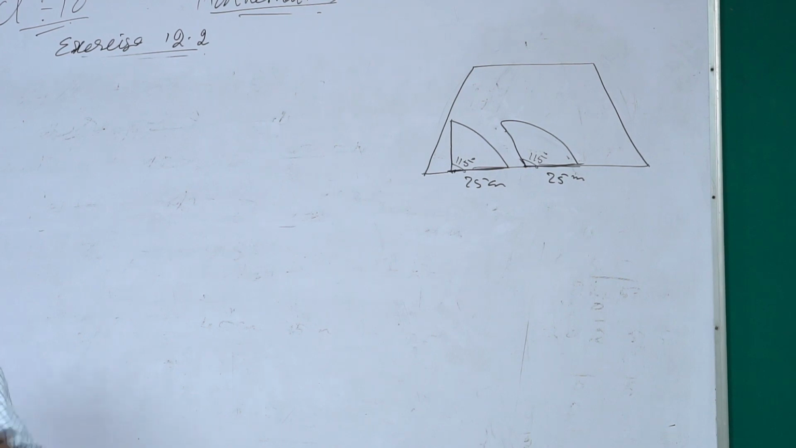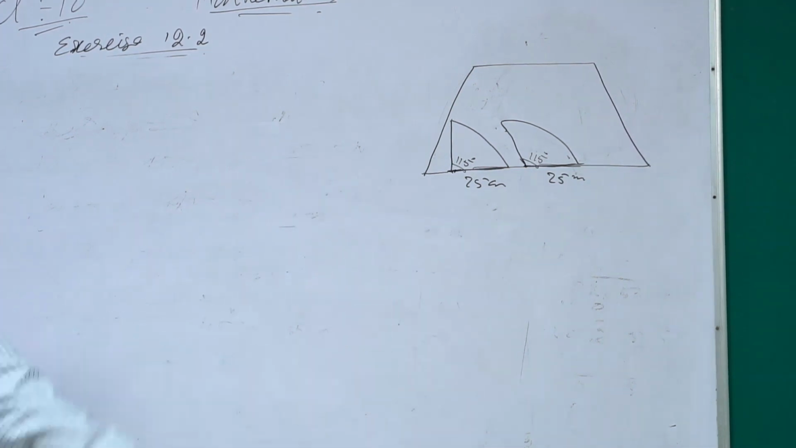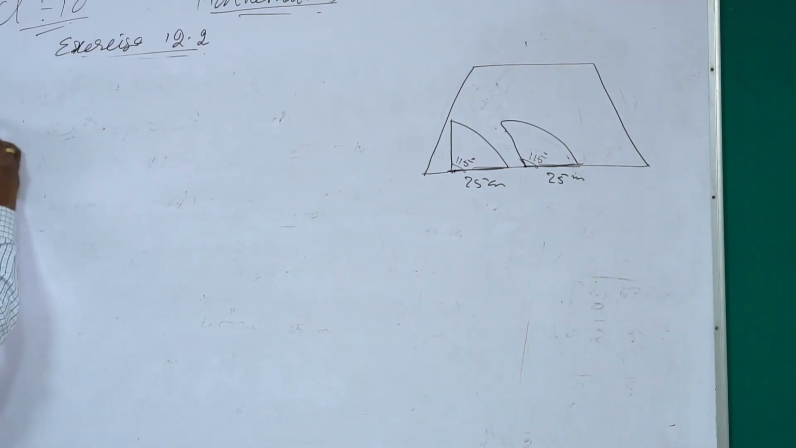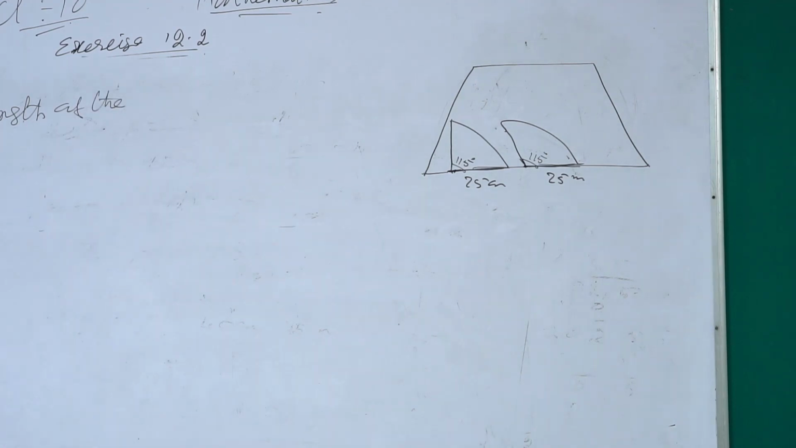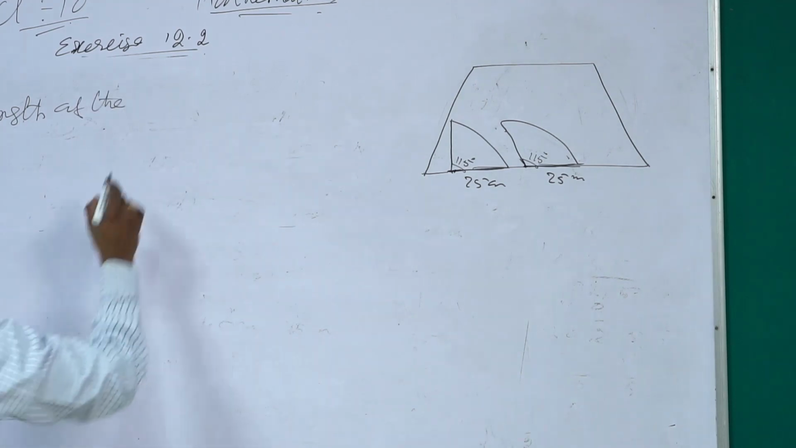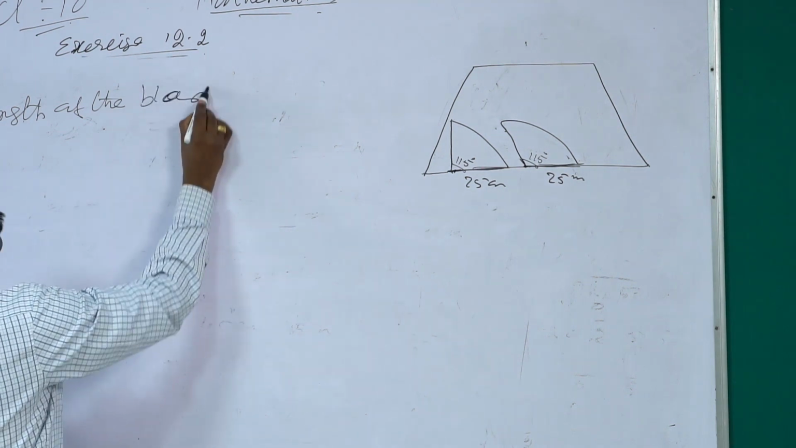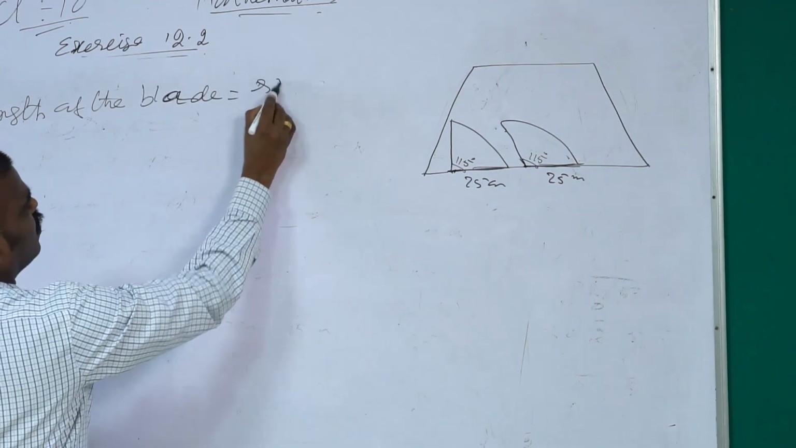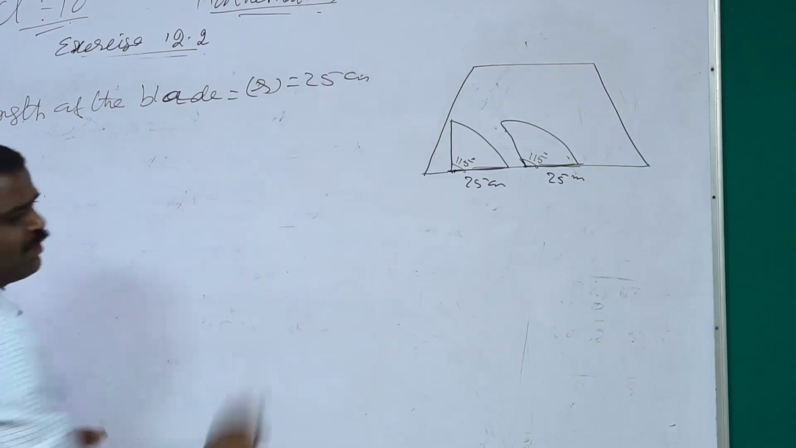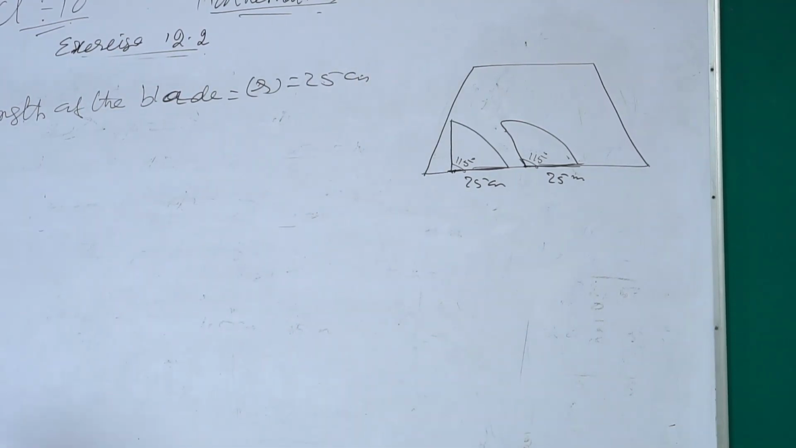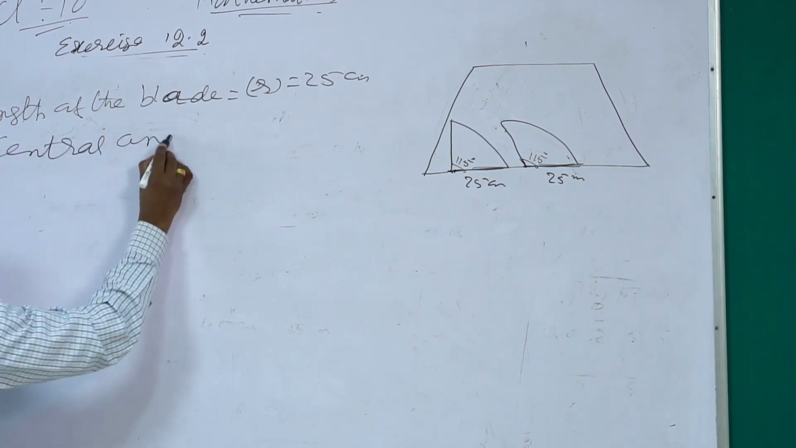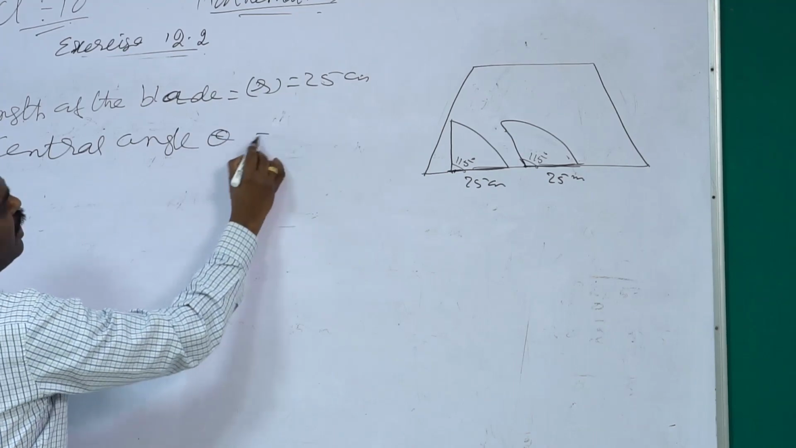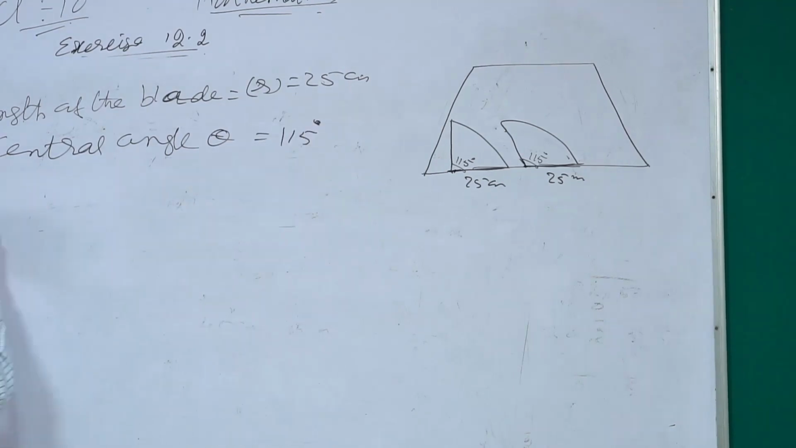Now, our question is how much area both the wipers clean on the windshield. Understood? What is the question? Length of the blade, that is R is equal to how much? 25 centimeter. I have just 4 minutes left. I have to do fast, okay, children? Central angle, that is theta is equal to how many degrees? 115 degrees.